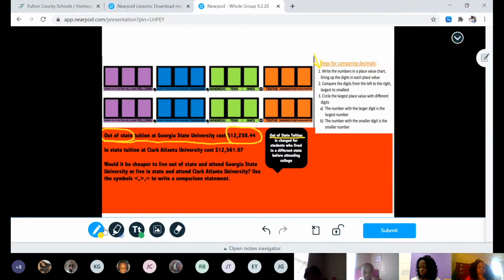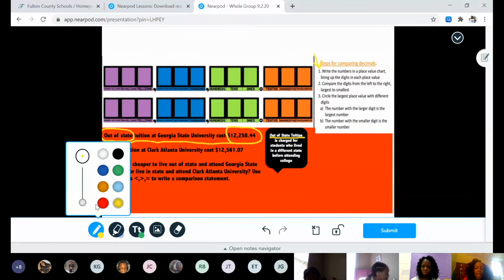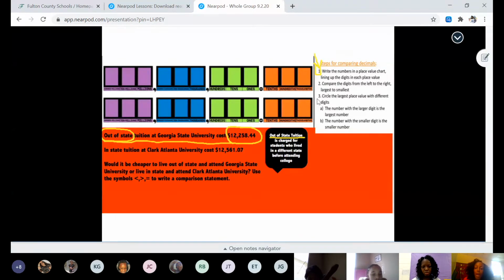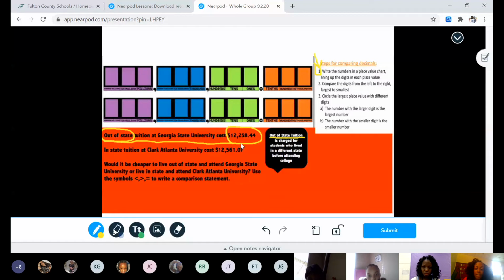What place should I put my 1 in? The 1 in 12,258 and 4,400. What place should I start writing my number in? I'm on step 1. We want to start writing our number in the place value chart. But I want to start with my greatest place. What place should I put that 1 in?